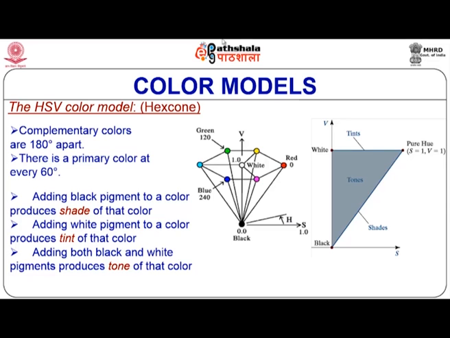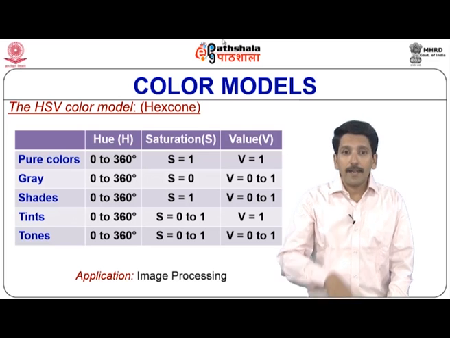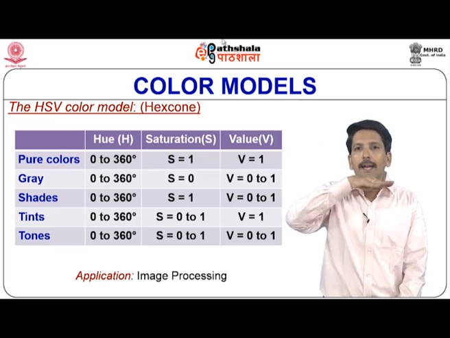So shades lie on the surface of the hexagonal cone, and tints lie... What are tints? When we add white to a pure color, we get a tint of that color. The white is on the top, so tints are on the top plane, and between the center and towards the boundary, all the colors that lie there are the tints. And the tones are all the colors that lie inside the volume, inside the hex cone. So pure colors lie on the top plane and on the boundary.